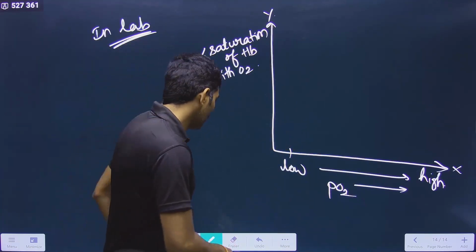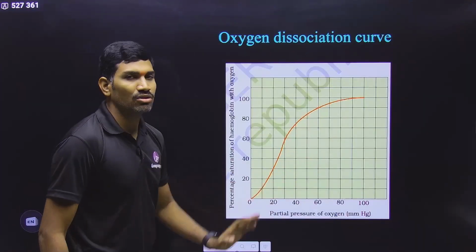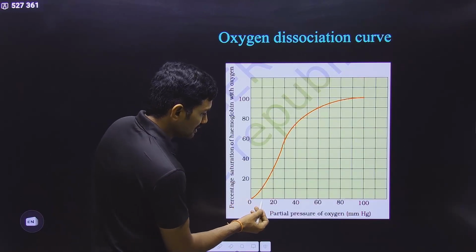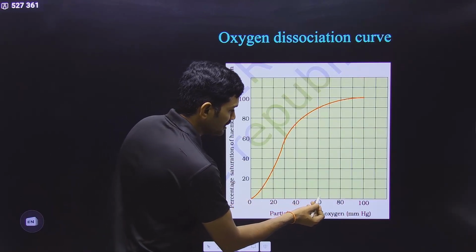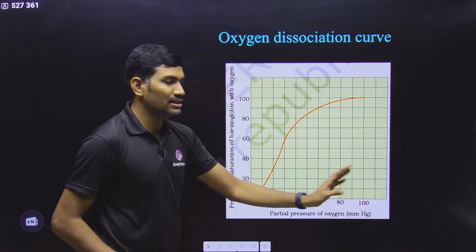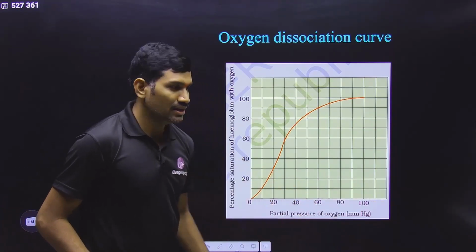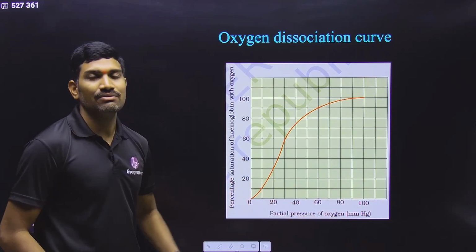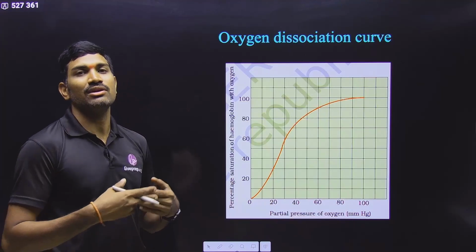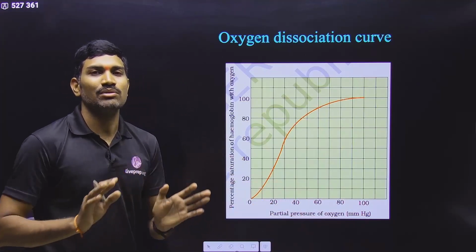So when you perform this experimentally, this is the graph they got. Here this is 10, 20, 30, 40, 50, 60, 70, 80, 90 and then 100. This is the partial pressure of oxygen that we are providing in that experimental condition.